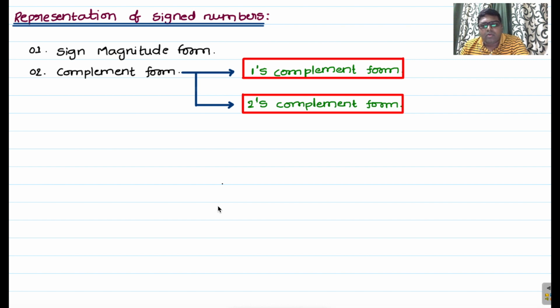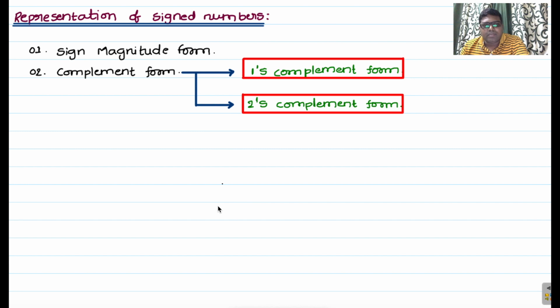So till now, whatever the things and concepts we have discussed, those are all related to positive numbers only. Nowhere have we discussed how to represent negative numbers. Those concepts till now we have not discussed, right? So now the situation is how to represent negative numbers, right? In order to represent negative numbers, we have to go for these two methods. One is sign magnitude form, another one is complement form.